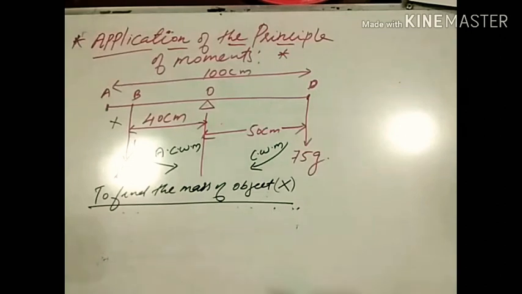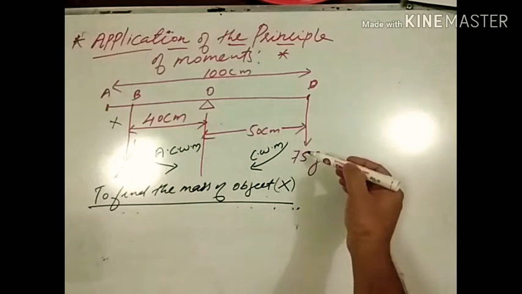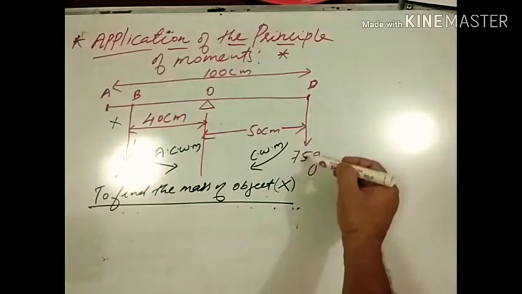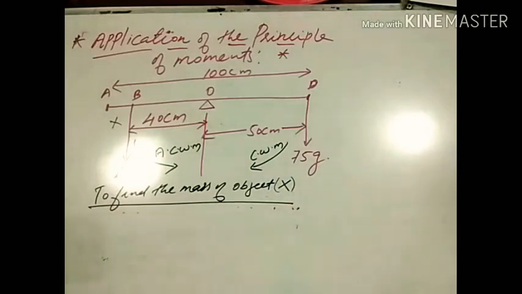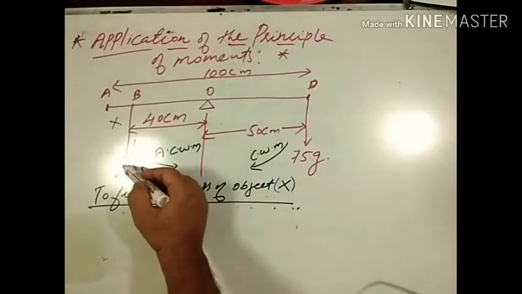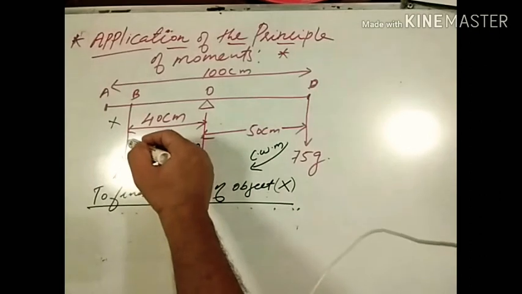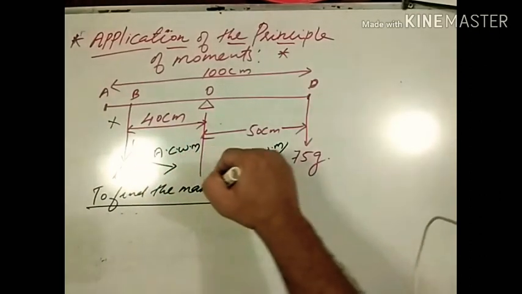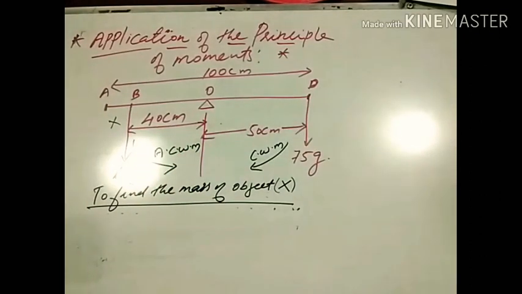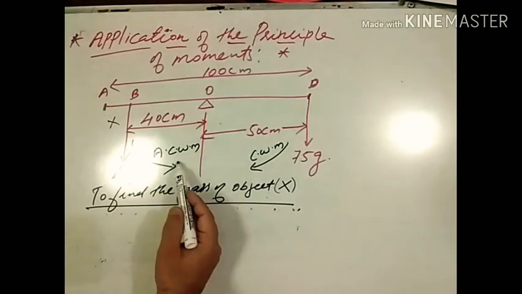All right. So what's our aim? To find the mass of the object. As you know, the mass 75 gram will rotate the body in the clockwise direction, while the unknown mass x will tend to rotate the beam in the anti-clockwise direction, causing anti-clockwise moment. All right? So what is the anti-clockwise moment?